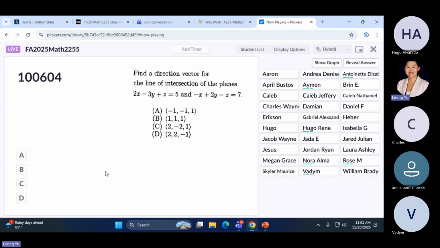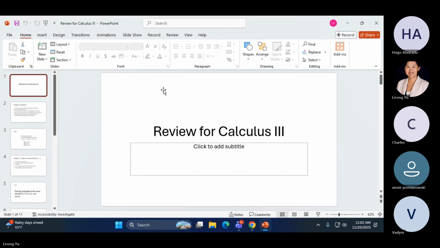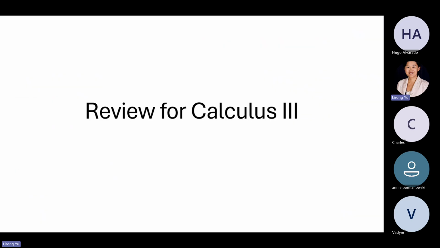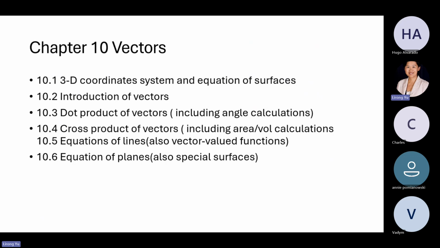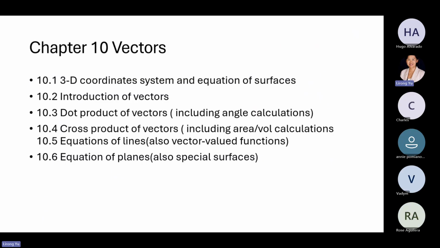Now that we're officially reviewing, you can see the questions we're doing are all over the place. They range throughout the entire textbook of calculus 2. In calculus 2, we study the later few chapters, which are chapters 10, 11, 12, 13, and 14. Chapter 10 focused on vectors. 10.1 was the three-dimensional coordinate system and equations of surfaces. We studied a variety of surfaces, and those equations of surfaces pop up again in chapter 12 and maybe also chapter 14.